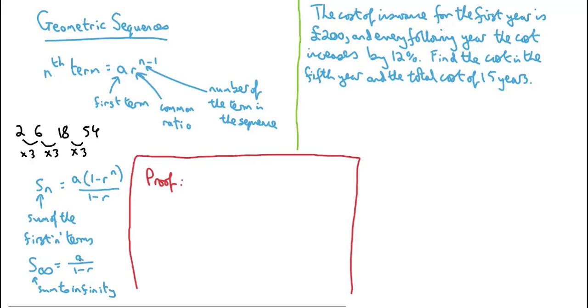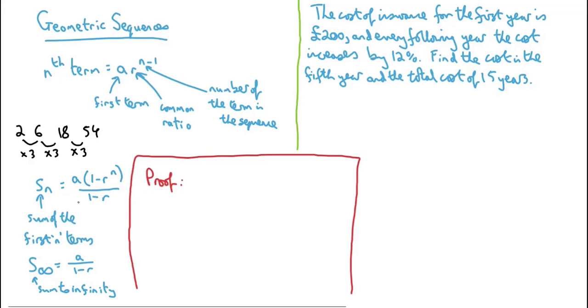So this will just be a over 1 minus r. And the reason for this is, for this to happen, r has to be some value between 0 and 1. So as n gets bigger, this decimal value is going to get smaller and smaller. And so we have basically 1 minus nothing really, just negligible, and a times 1 will just be a.